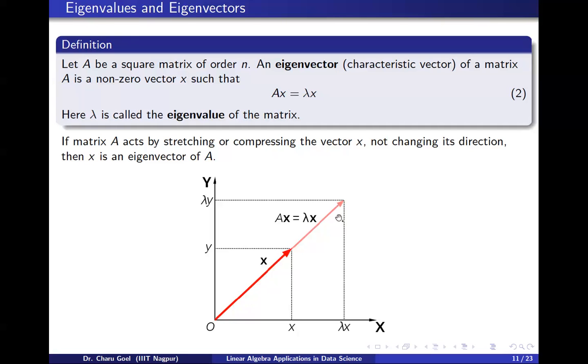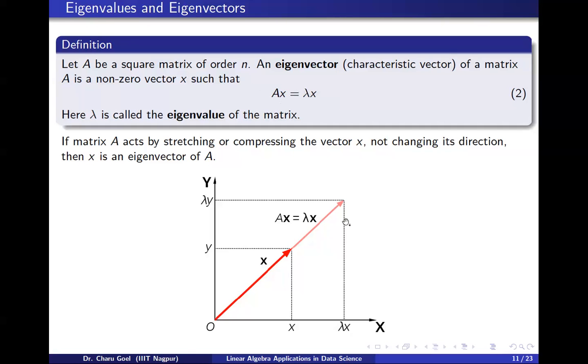So given a matrix A, we'll write this eigenvalue problem, Ax equal to lambda x. First we have to find the values of lambda, the scalars. We'll see how we are going to find them. Then for each value of lambda, we are going to find non-zero values of x. Clearly x equal to 0 is a solution of this and therefore not of much practical interest. So we'll be looking for non-zero solutions.